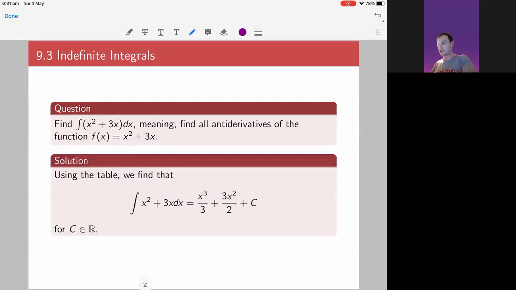We know that an antiderivative for x squared is x cubed on 3. We know that an antiderivative for 3x is 3x squared on 2, but we need to remember our plus c's because there is more than one answer. Actually, there are infinitely many answers to this question, and they're described in terms of these constants, plus c.